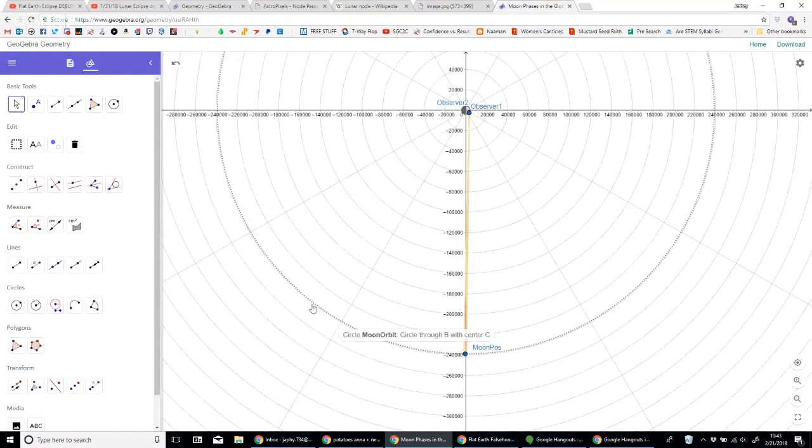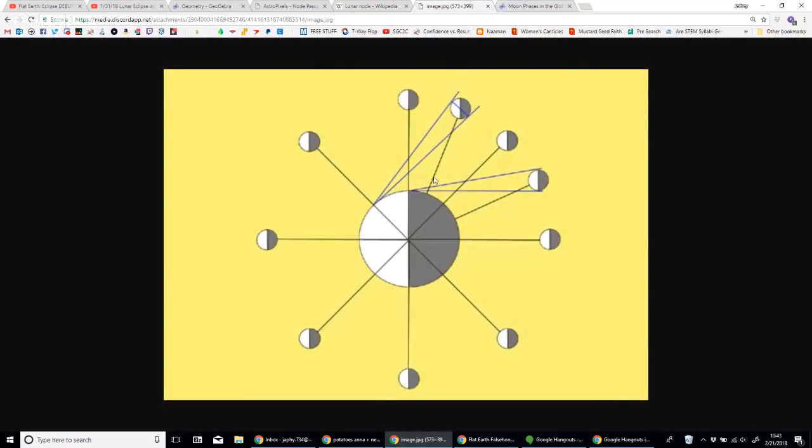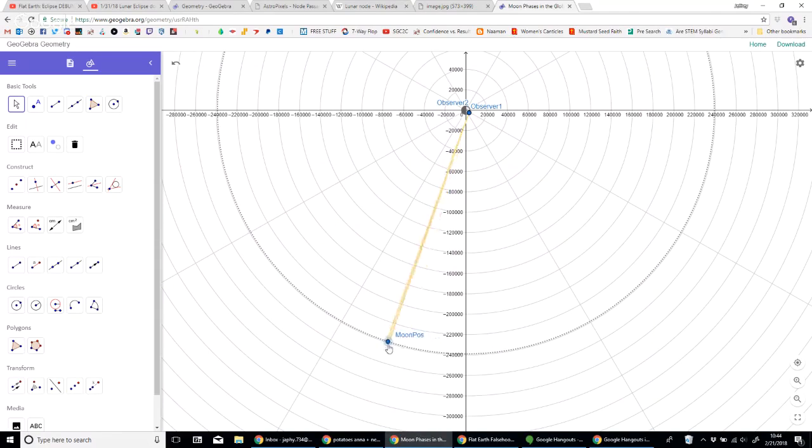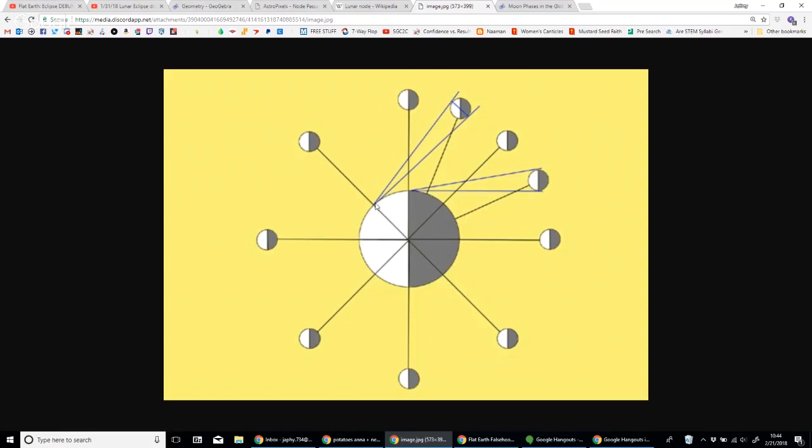And these are increments of 30. So that'd be about 15 there. Trying to get it to match. Yeah, because this is 45 and that's 45. 45 plus 22. So if that's 15, we're going to call it about here. Okay, so this is about a representation of this image of the observer standing here, looking at this phase of the moon.